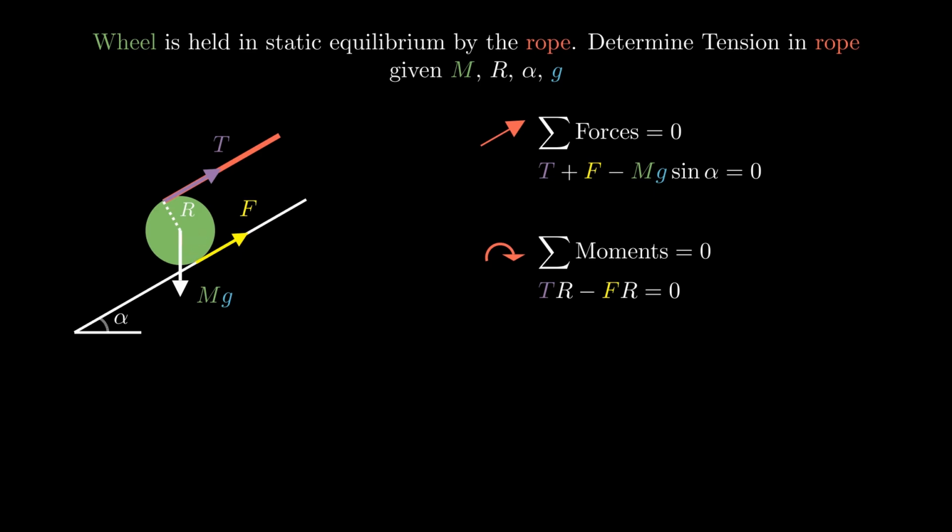To solve for the tension value T, we multiply both sides of the first equation by r and then add it to equation 2. When we add the left hand side of both equations, plus Fr and minus Fr cancel, giving us 2Tr minus mg sine alpha r, and the addition of the right hand side of both equations gives us 0. We then solve this to obtain T equals mg sine alpha over 2.